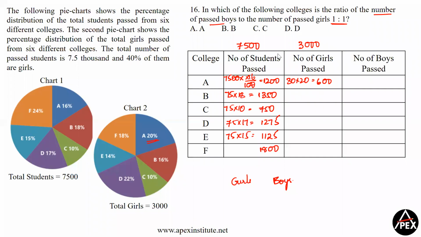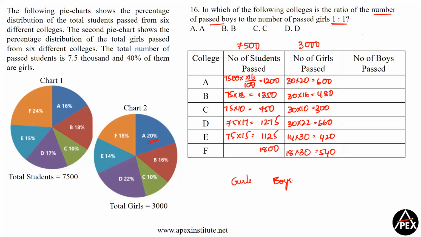Yes. Now, college B, it will be 30 into 16. It will be 480. So in C, 30 into 10, this will be 300. Okay. From college D, 30 into 22. So 660. Then college E, 14 into 30. So this will be 420 and F, 18 into 30. This is 540.